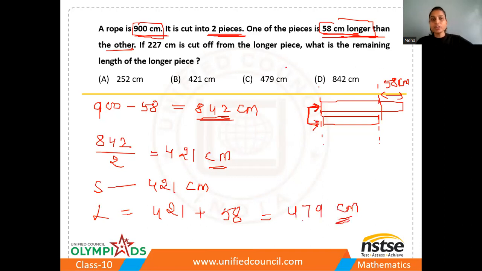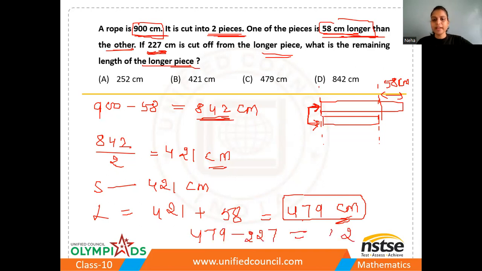Now the question is asking that if 227 centimeters is cut off from the longer piece. Which one is the longer piece? This one is the longer piece. So I am cutting 227 centimeters from the longer piece. What is the remaining length of the longer piece? Just subtract: 479 minus 227 is 252 centimeters. Yes, option A is the right answer.